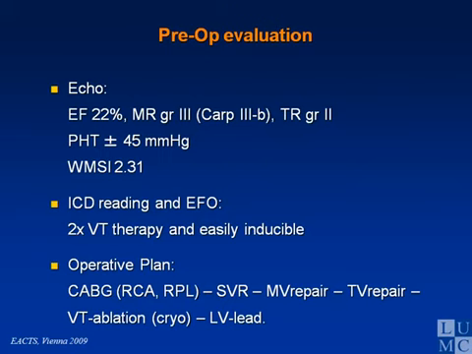So his operative plan was to do a CABG on the right coronary artery and the posterolateral branch, and use the venous graft to flow the remainder of the coronary system, surgical ventricular restoration, mitral valve repair, tricuspid valve repair, ablation of the border zone with cryotherapy, and implanting an LV lead to upgrade his ICD to a biventricular ICD.